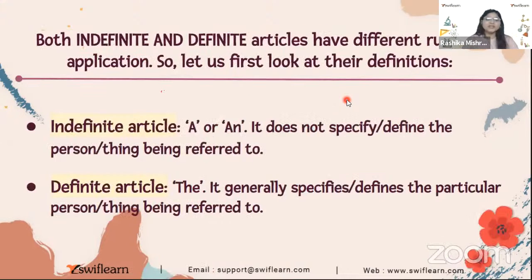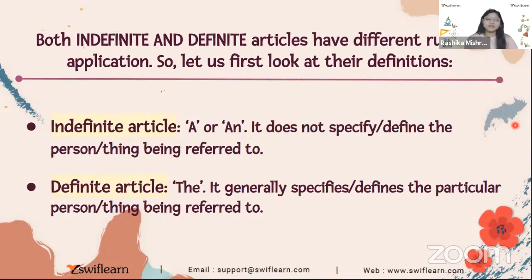Now, both indefinite and definite articles have different rules of application. So let us first look at their definitions. Indefinite articles. What are indefinite articles? See, indefinite articles are only two, a and an. They both are indefinite articles. It does not specify or define the person or thing being referred to. Here we are not talking about a particular or specific thing. That is why we can use a or an just before the word.